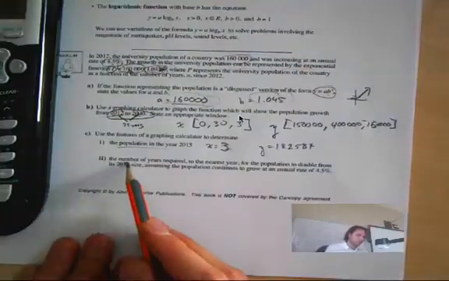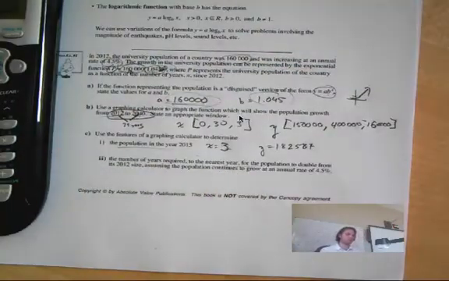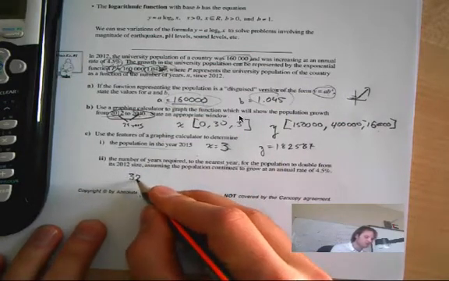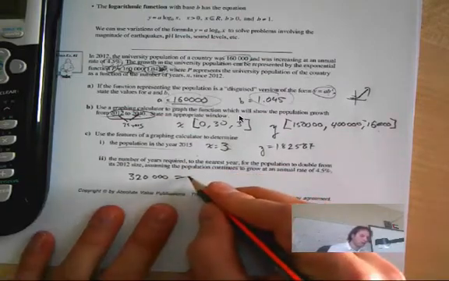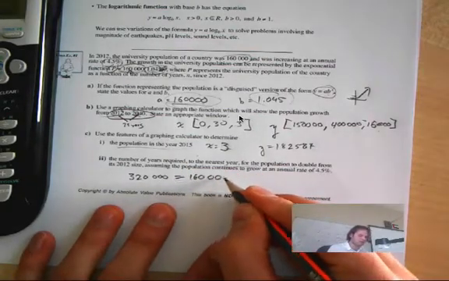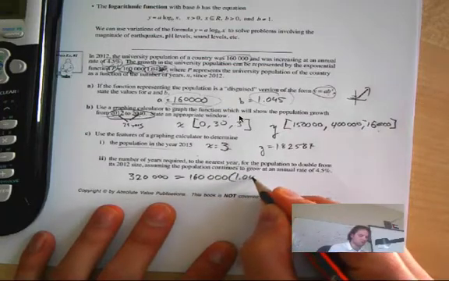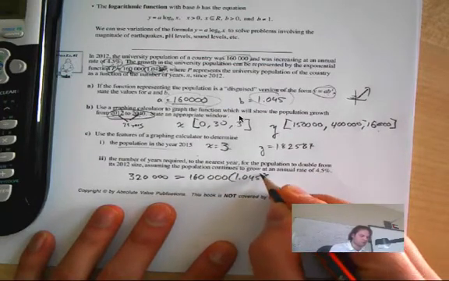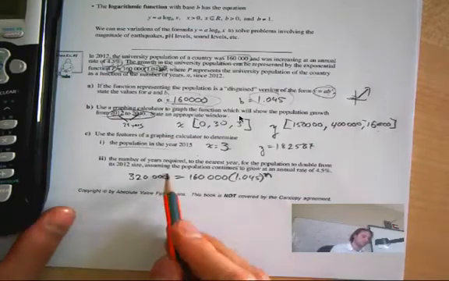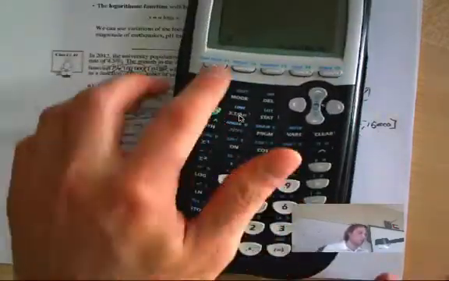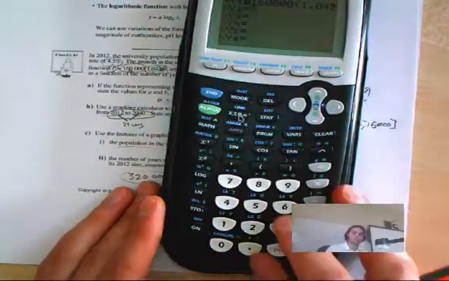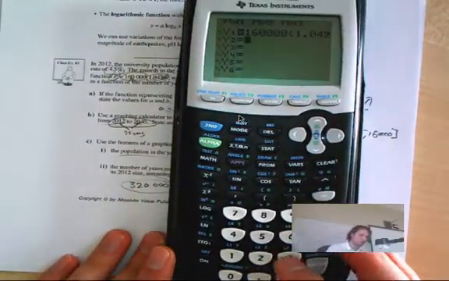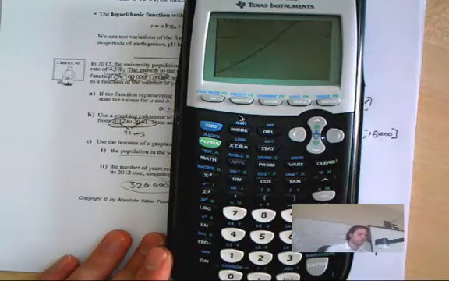Okay, next one says the number of years for the population to double. Now I look at that. What is the double population of 160,000? That's 320,000. Now we want our equation, 160,000 multiplied by 1.045 to the x, or in this case n, to equal that. We want to know when it's equal to that. So what I'm going to do is put in y2, because that's my other equation. We're making the two equations equal. In y2, we're going to put in 320,000, and we're going to graph it.